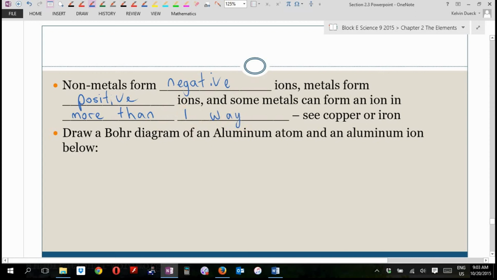See, copper, for example, or iron. Yep. We say they are multivalent.